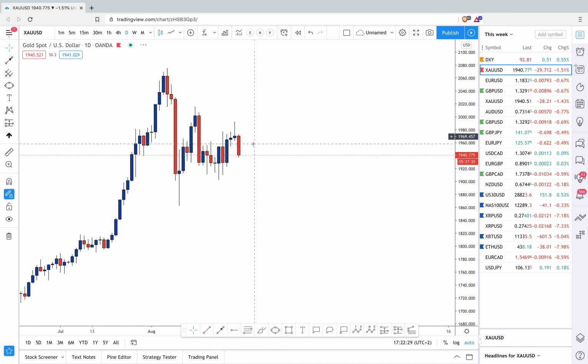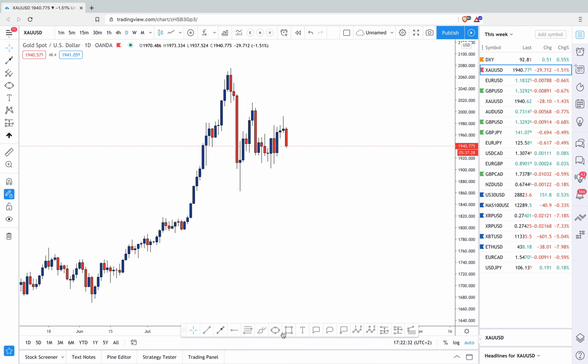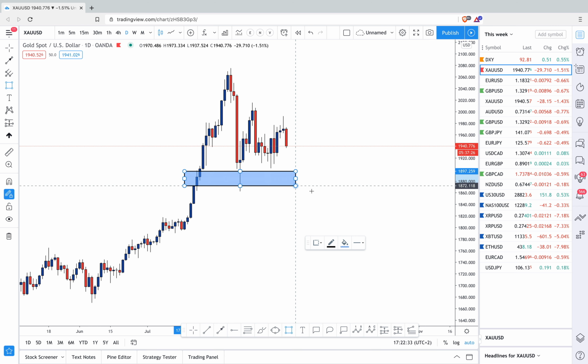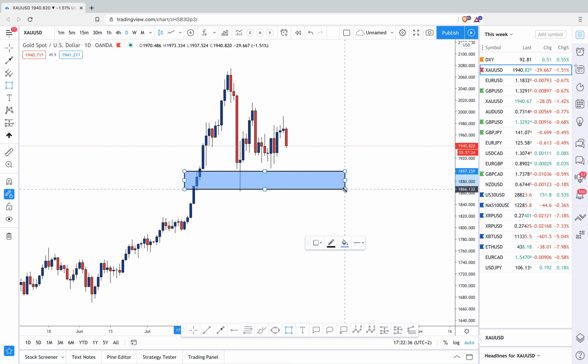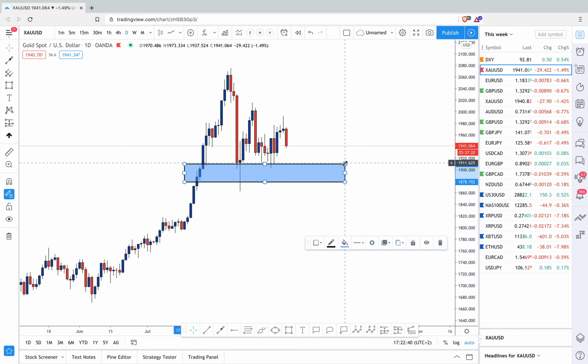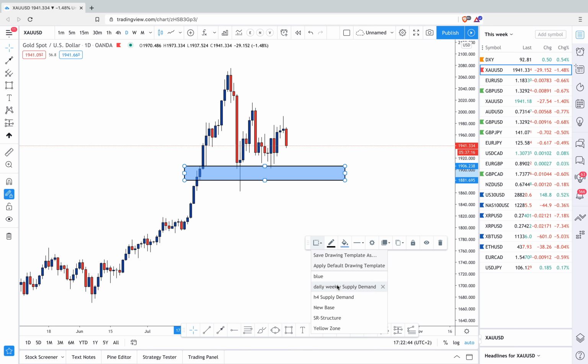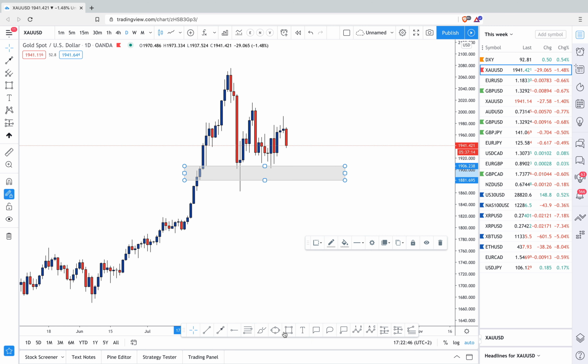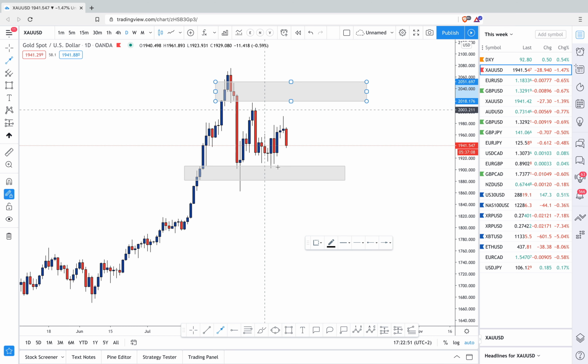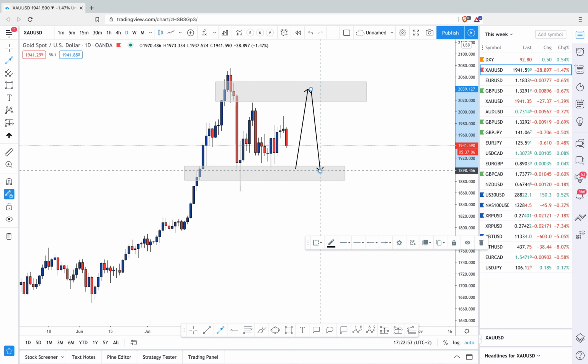Then let's go to the daily, and on the daily, guys, what we can see is that the price is in this range over here. Okay, let me change the color. We got this daily demand area, and here a daily supply zone. And I told you that I want to trade gold between this range, okay?